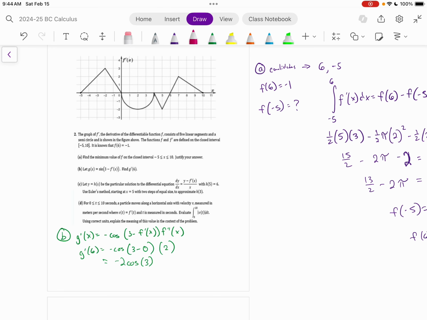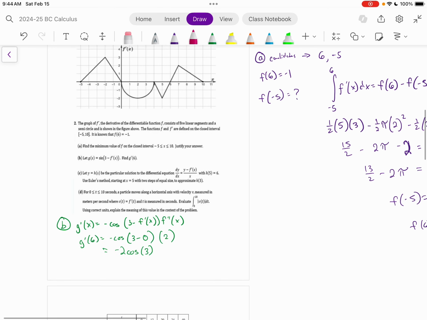All right. Let y equals h of x be the particular solution to the differential equation, using Euler's method. We're going to need some space. Sorry, this is now so messy. We'll use different colors. This thing, using Euler's method, starting at x equals 5 with 2 steps of equal size. Okay, so Euler's method, right? We're going to make our little table here. We're starting with 5. My delta x is going to be 1 because I need to use 2 steps. Right, my x values are going to be 5, 4, and 3. All right, and I know we start with 6.